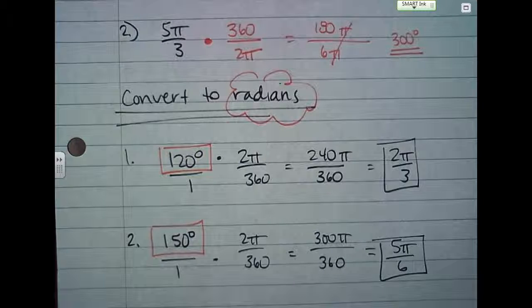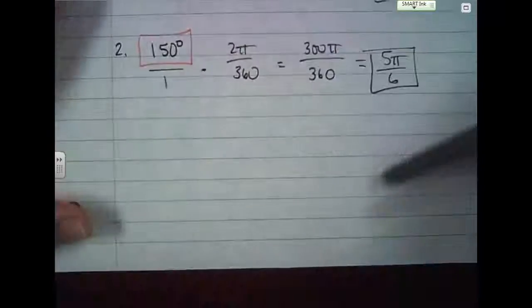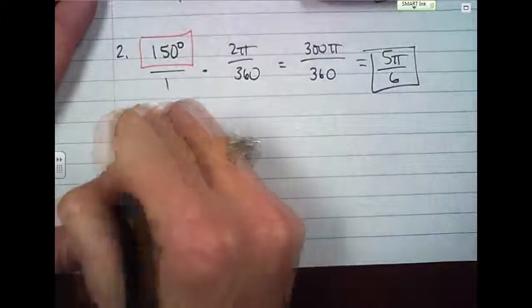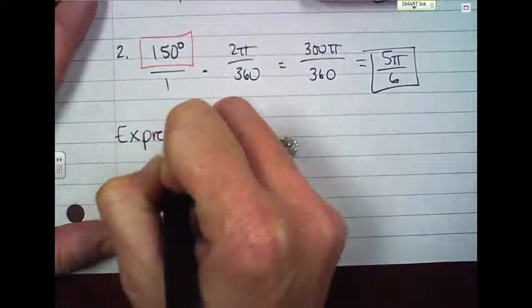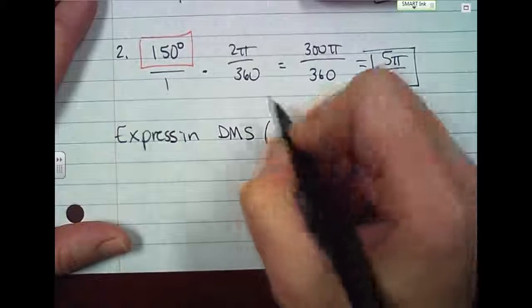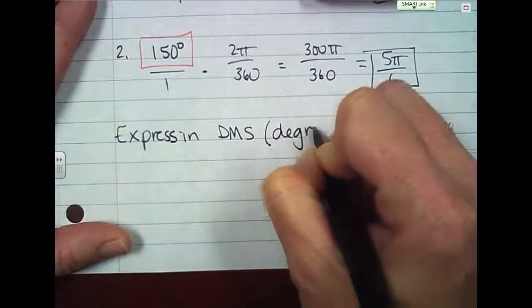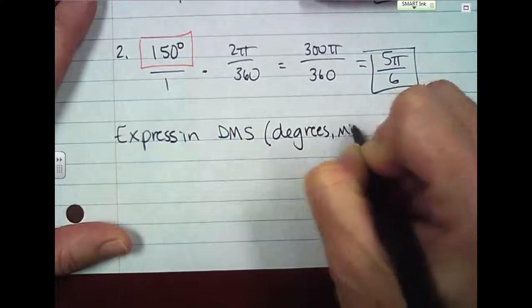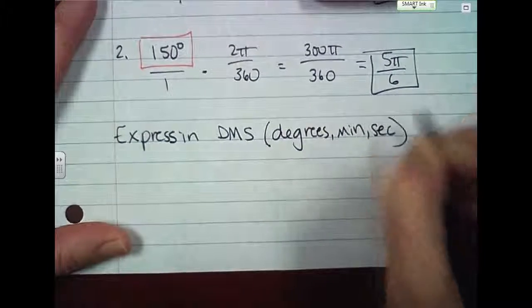Okay, last but not least, we have one last thing. If you don't have a calculator, you're going to need it now. This is going to say express in DMS, which is the same as degrees, minutes, and seconds.